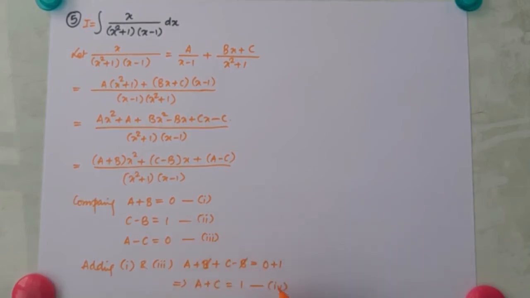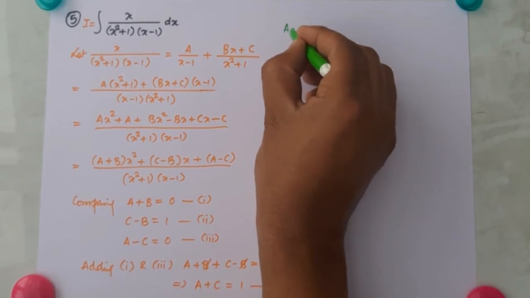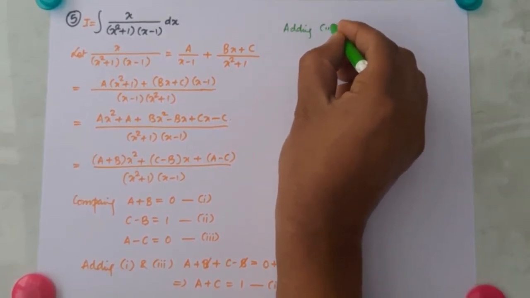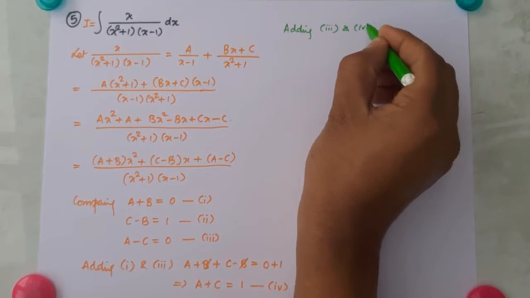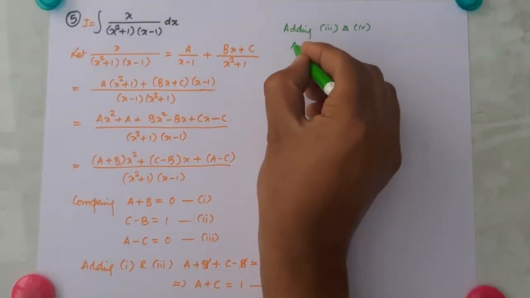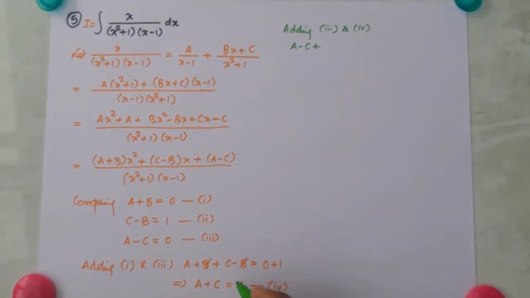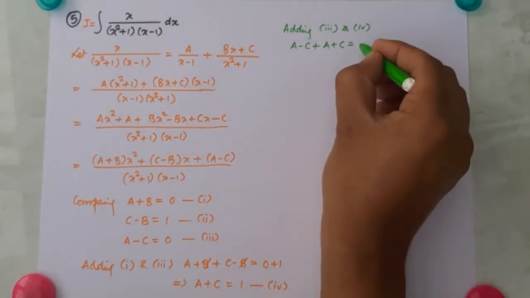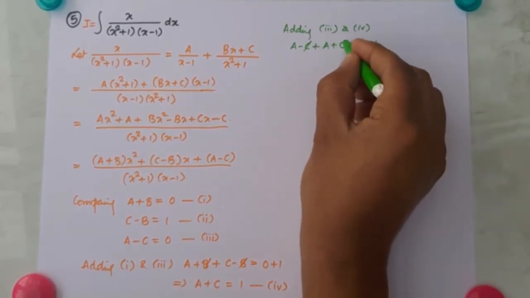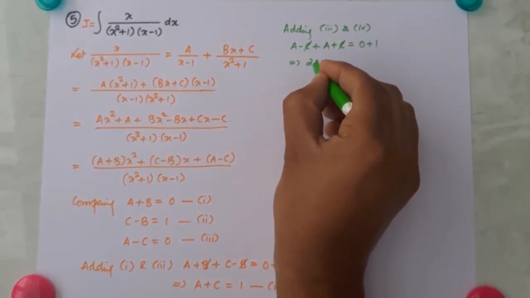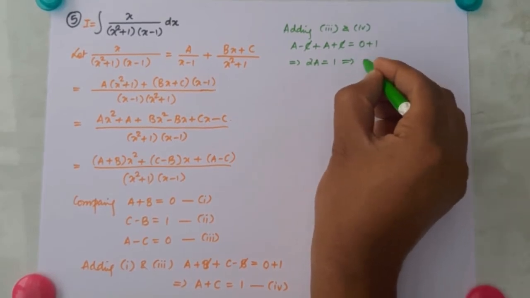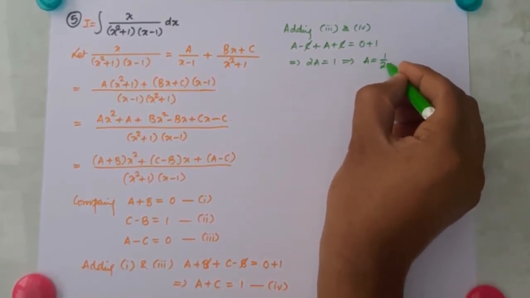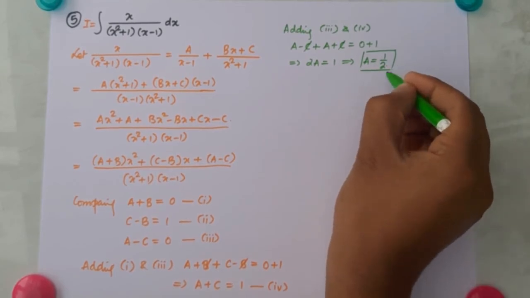Now let's add 3 and 4. So adding 3 and 4, let's see how much we get. So 3 is a minus c, plus 4 is a plus c, will give you 0 plus 1, isn't it? So you see that these two get cancelled. So from here 2a turns out to be equal to 1, and from here a turns out to be half, right? So this is the value of a.